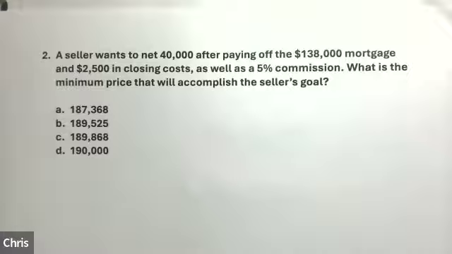And in closing costs, he's going to have things he has to pay, like the deed prep and revenue stamps, things like that. So there's a couple of things he's going to have to pay. In this case, it adds up to $2,500. We're giving you that number. We're not making you solve for it. What is the minimum price that will accomplish the seller's goal?